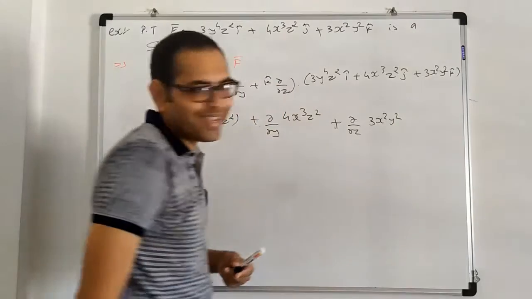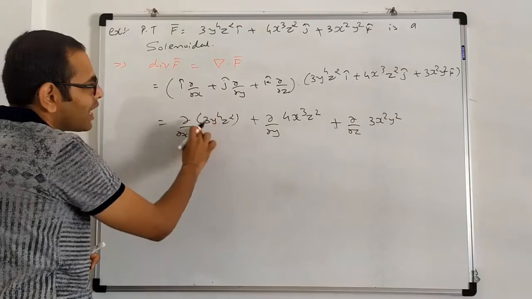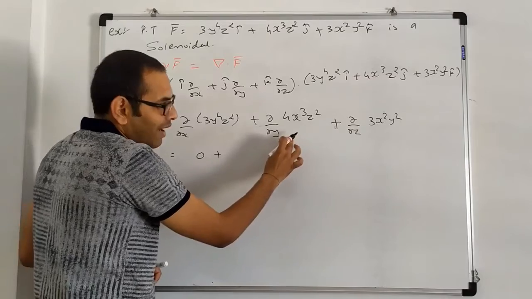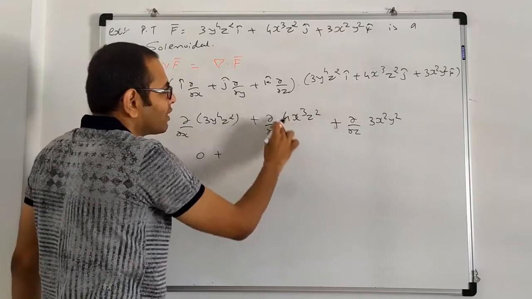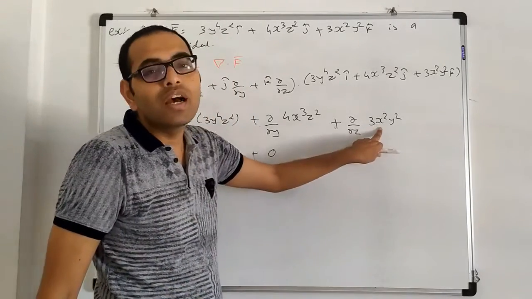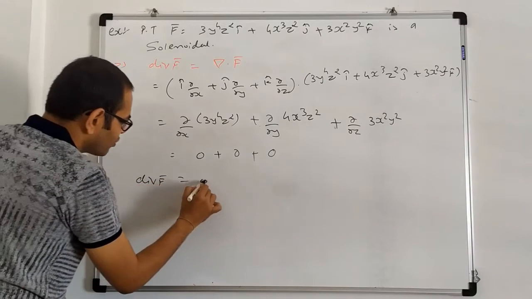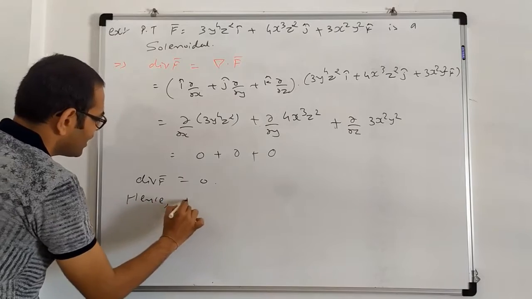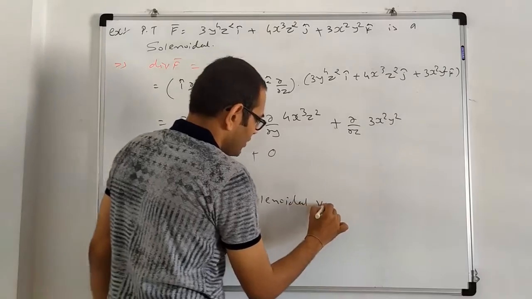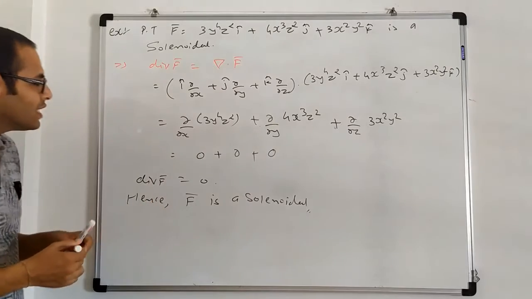Here with respect to x differentiation, all the terms are constant and the derivative is 0. With respect to y, y was absent, so all the terms are constant, then 0. Here z was not present, so it is constant, then 0. Then we get divergence f bar equal to 0. Hence f bar is solenoidal, as well as its fluid.